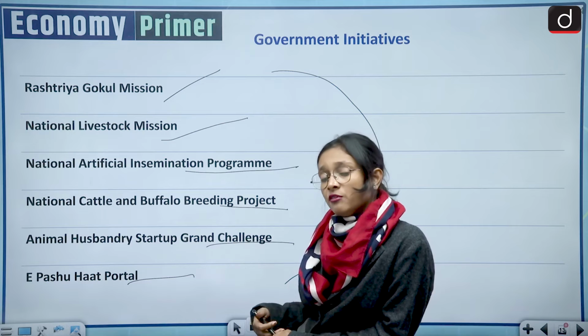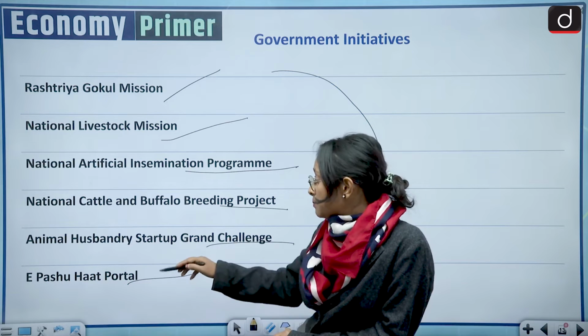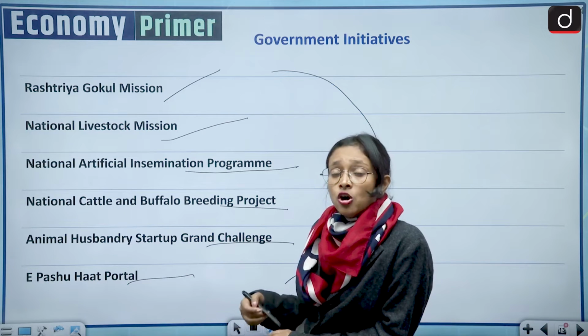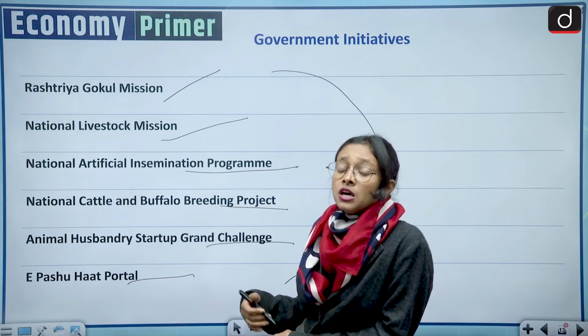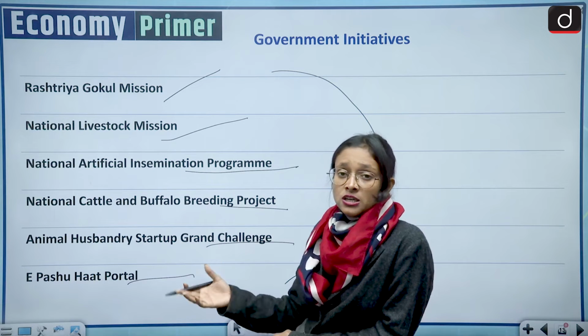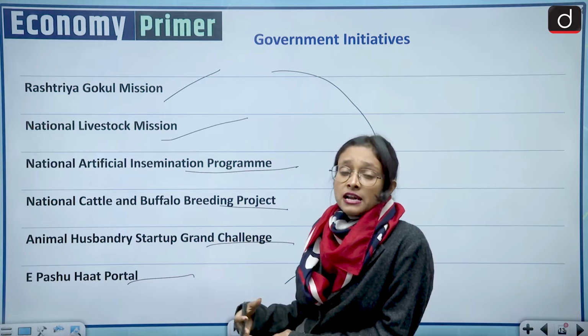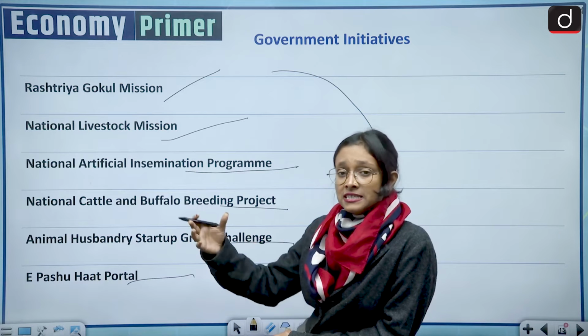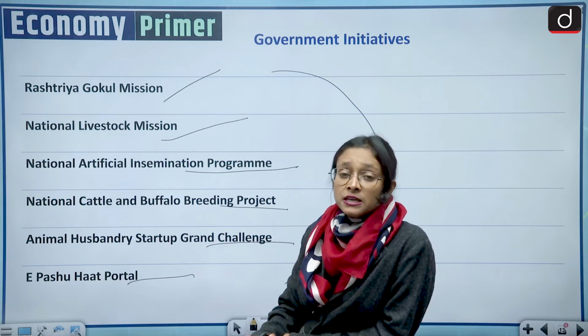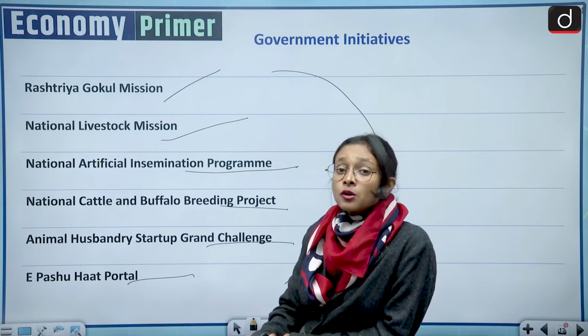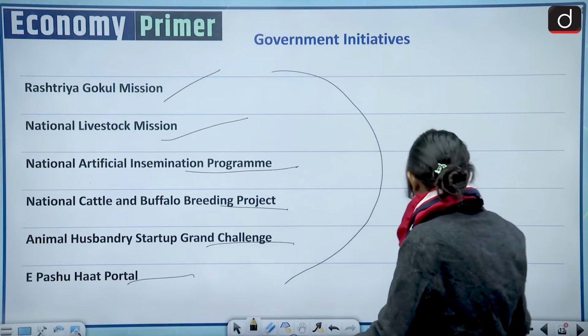On the other hand, we have a very good initiative, the e-HS Heart Portal, where you can do trading online, and many things are available for development and exchange, and you can also sell your products online. In that sense, the government is promoting various indigenous breeds and their products all over the world. Moving to the next slide.